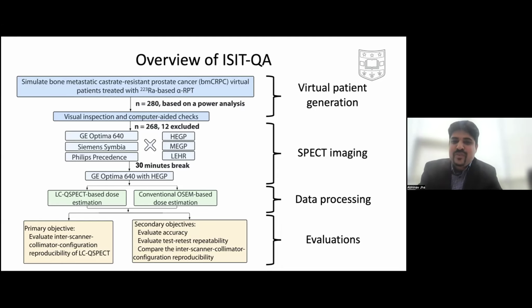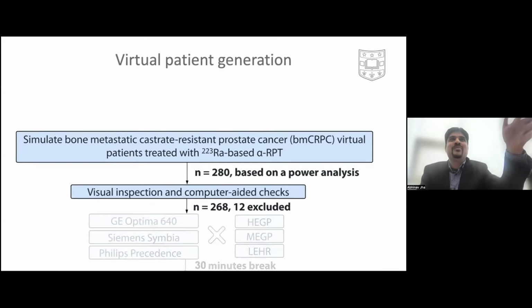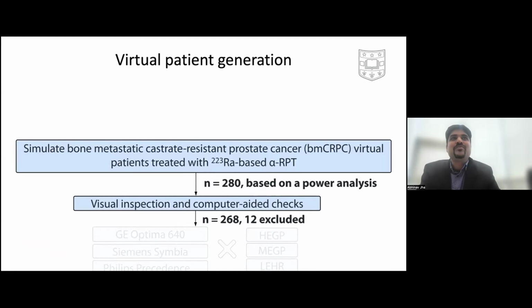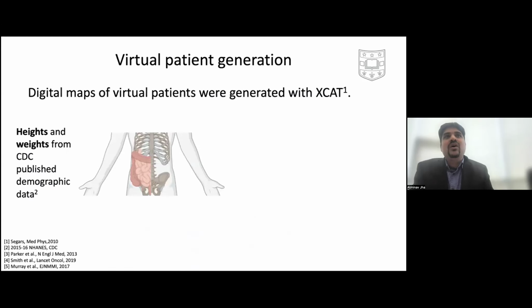Yeah. So let me go through the virtual patient generation, right? What we did is we simulated patients with bone metastatic castrate-resistant prostate cancer. These were virtual patients who were treated virtually with radium-223 based alpha RPTs. Now here is the digital map of the virtual patients. These were generated using the XCAT Phantom.